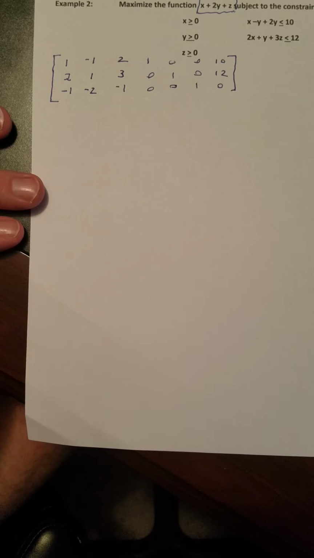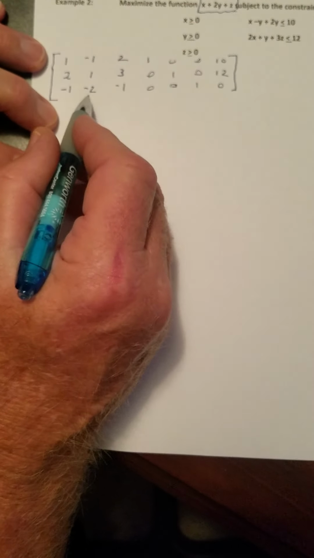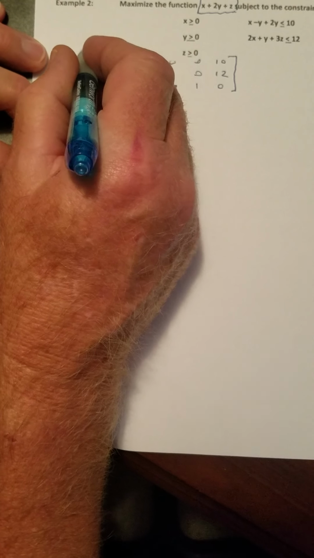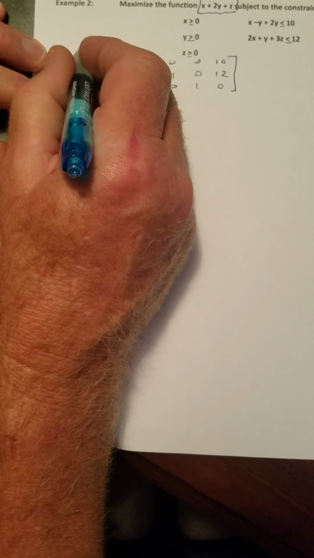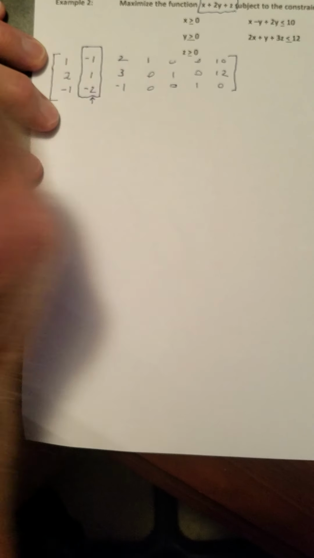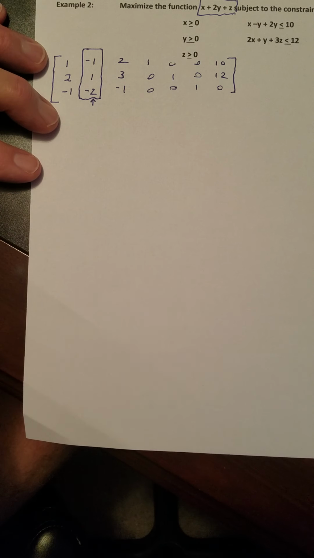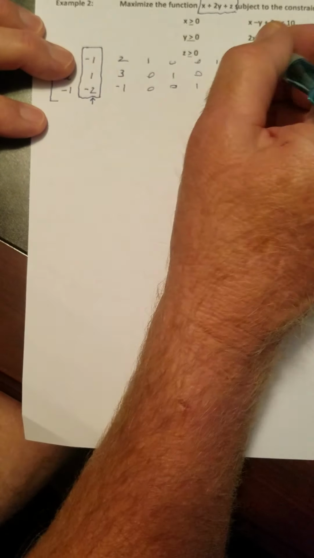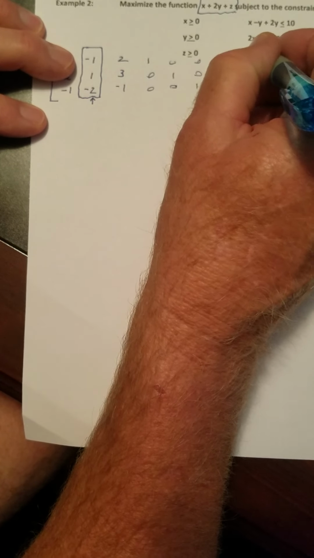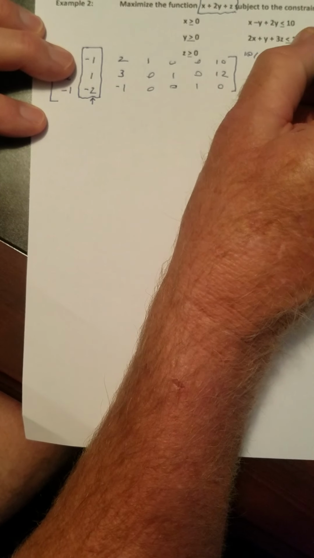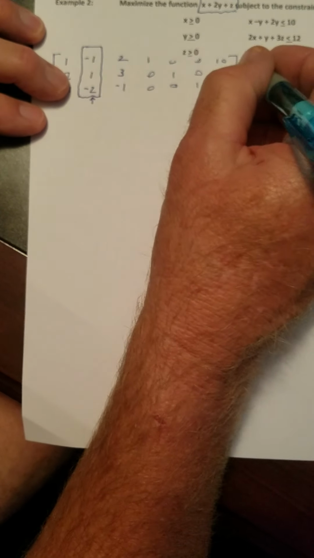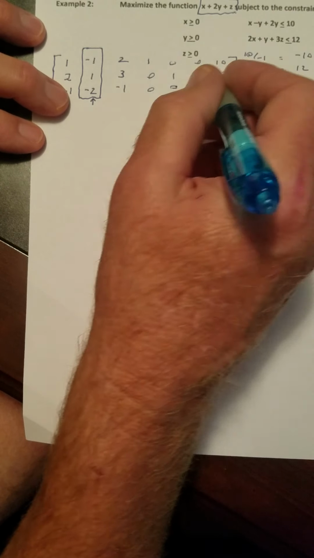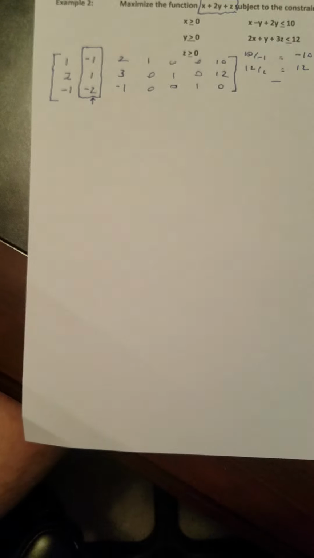Okay, let's find the biggest negative. If you look at the bottom, the biggest negative is right here. So this is my pivot column. So we come over here, we're going to take 10 divided by -1, and that's going to be -10. Then I've got 12 divided by 1, and that's 12. And then we don't look at the bottom one.